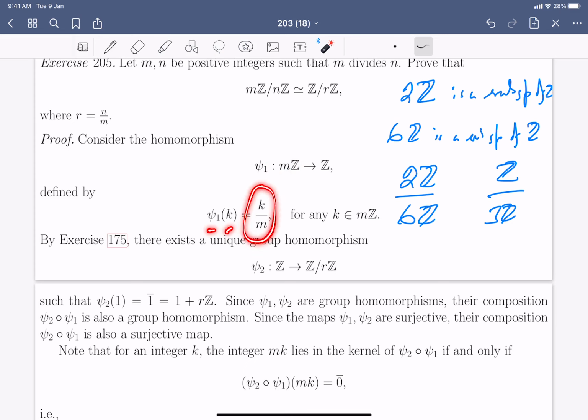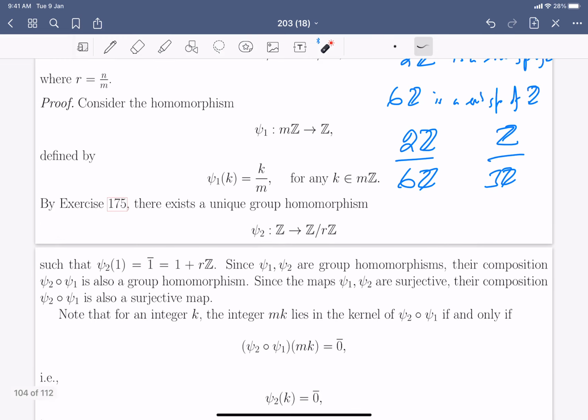So psi 1 of k, wherever you are sending it, does lie inside z. So this map is well defined. There is no trouble with this. And now of course there is a unique group homomorphism from z to z mod rz, which sends 1 to 1 bar. By 1 bar I mean the congruence class of 1 modulo the integer r. So 1 bar is by definition 1 plus rz. And here 1 denotes the integer 1 inside this group of integers.